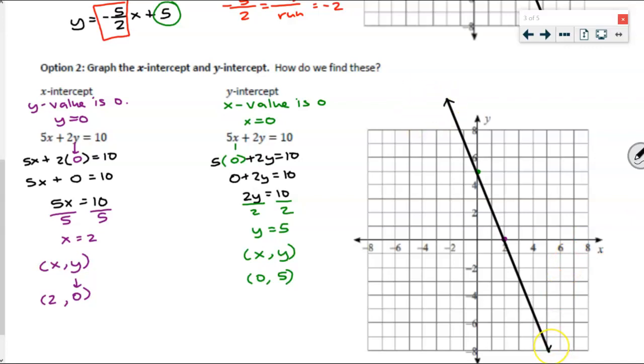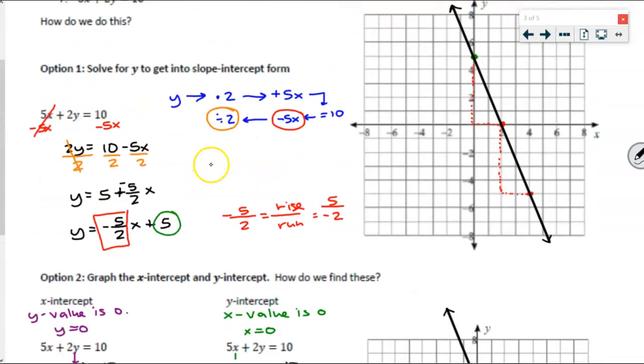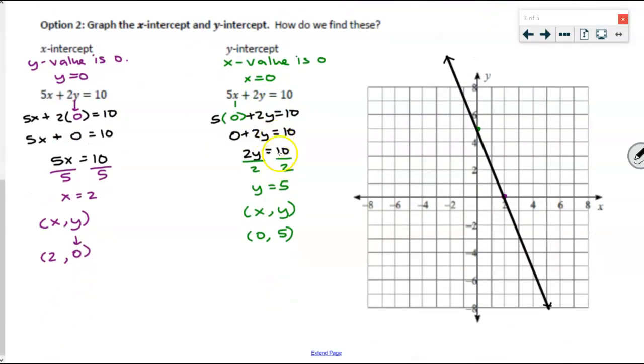Let's just take a quick poll. Let's see, what do you prefer so far? Who liked solving for y, putting it in slope-intercept form? Let's see those hands up high. Okay, a couple of you. Who liked setting the x value to 0 and the y value to 0 separately, finding the x and y intercepts? Okay, most of you.